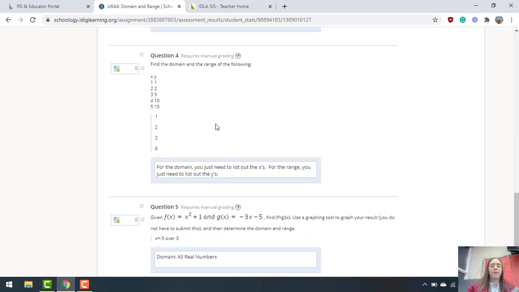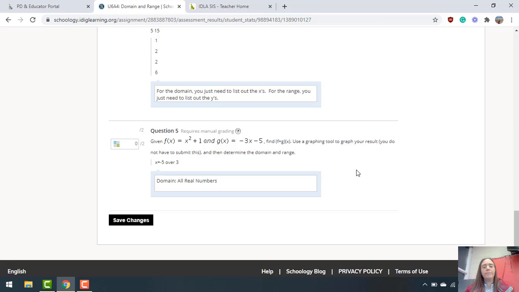On this one, you're supposed to find the domain and the range. Your domain are your x's, so 1, 2, 3, 4, 5, that's your domain. Your y's are your range, and so you would just list your range: 1, 2, 5, 10, 15. So domain are your x's, range is your y's.